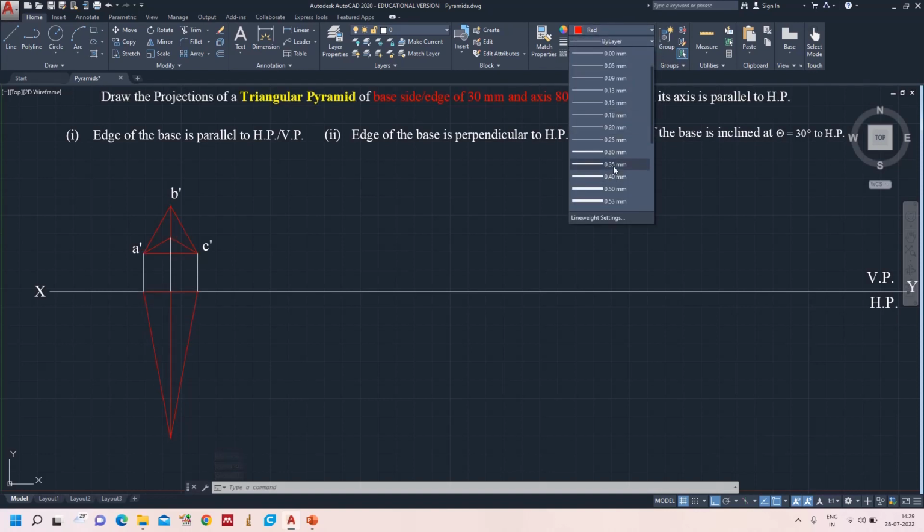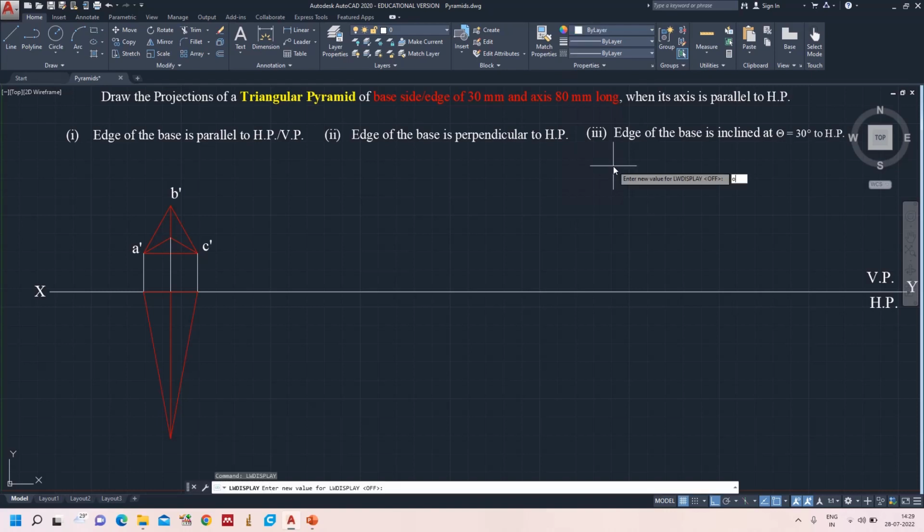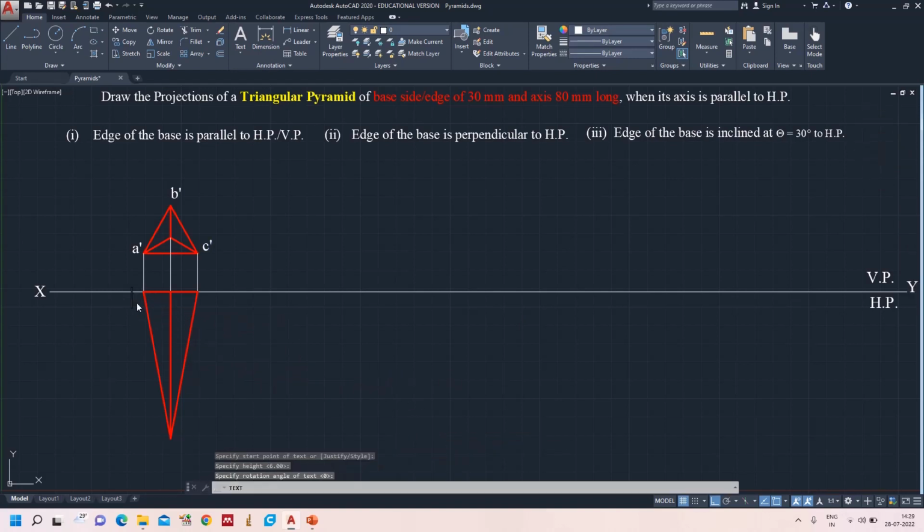I am taking it as 0.35, line weight display on. Yes. Now I will give the text. As I said, this one is A and this is B and this is C, and this point is apex point O because it's a top view, and this one is O dash. Yes, now perfectly it is correct. A, B, C, O. We can move it to near point.